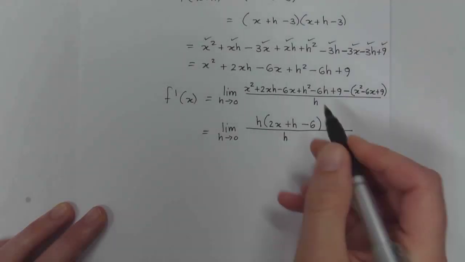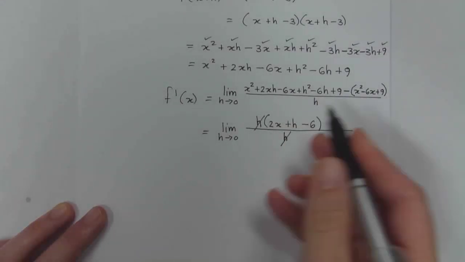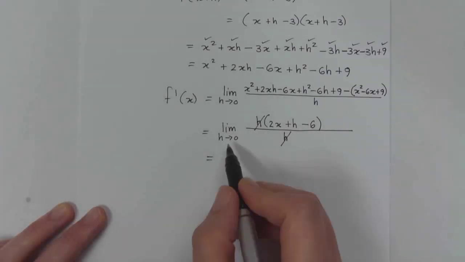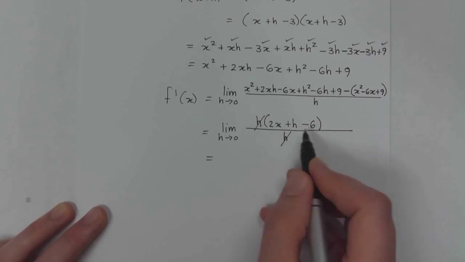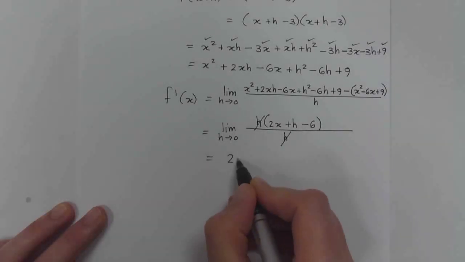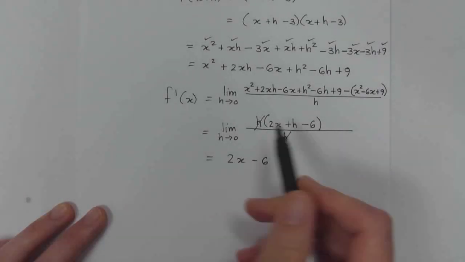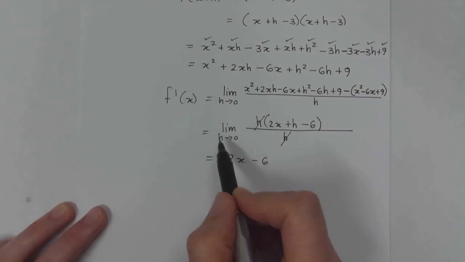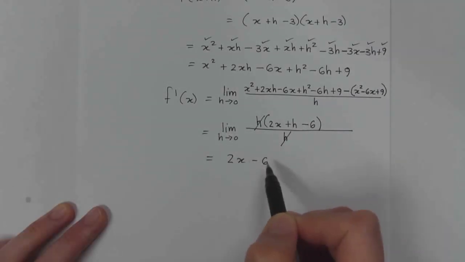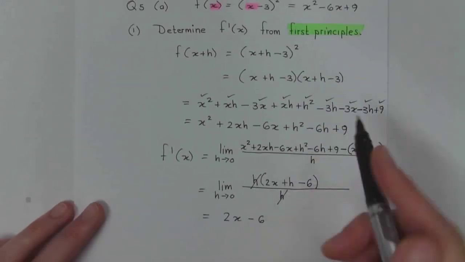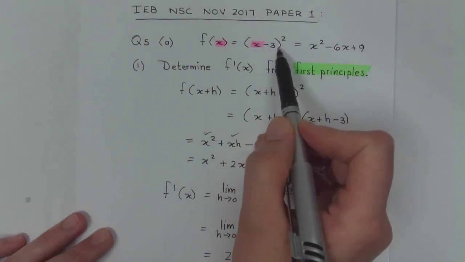And then I can divide away these h's, and in the next step, I can simply go and substitute h with 0. So if I substitute h with 0 over there, I'm just going to write down the result. It's going to be 2x minus 6. And again, look at your notation. I've dropped the limit because I've done the substitution. I've substituted h with 0, and that then is the first derivative of this particular function that they asked me.